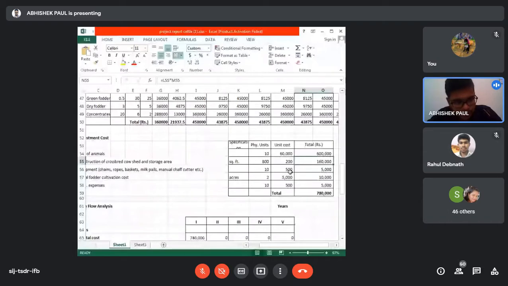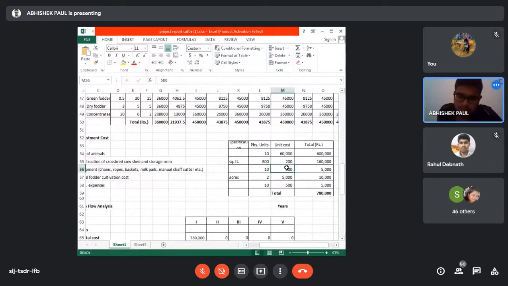You see the equipment like chains, ropes, baskets, milk pails, and a manual chaff cutter will be required. They are assuming the equipment cost will be 500 rupees per animal, so they have divided it per animal. It comes to 500 into 10, where 10 means we are assuming 10 animals. For 10 cows we will start the dairy farm, so they have multiplied by 10. So it comes to 5,000. This is the fixed cost.